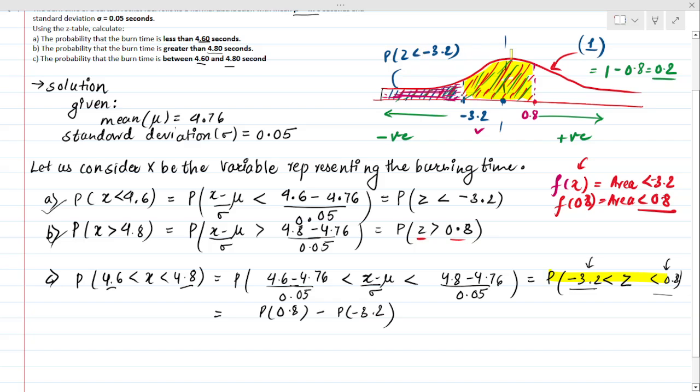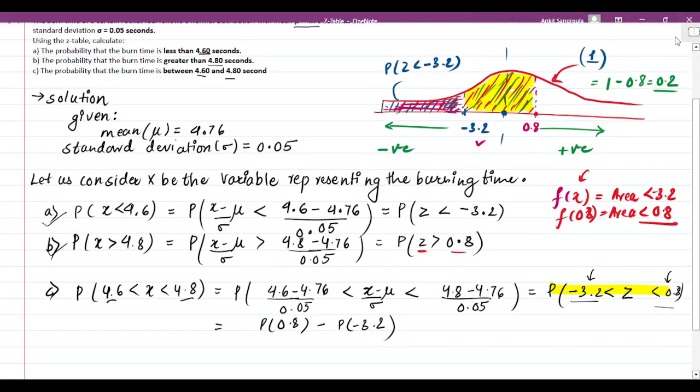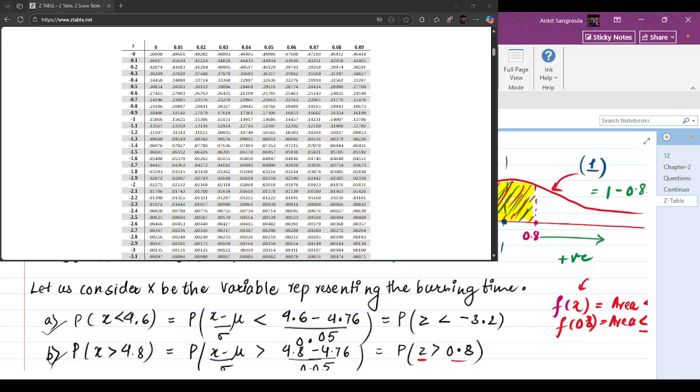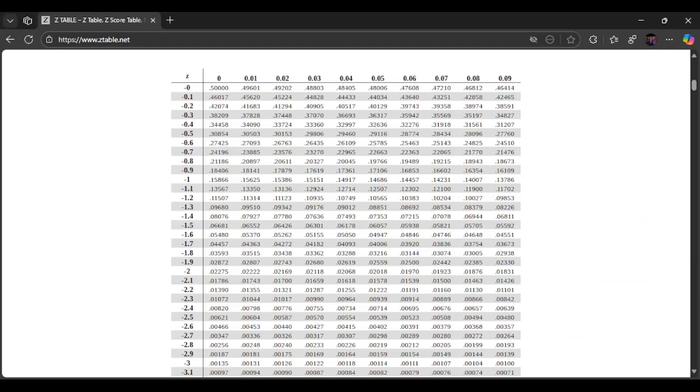Now we are going to switch to the Z table in order to find out the values. I'm going to add it on screen so that all of you can see the Z table. Okay, so I hope the Z table is visible.